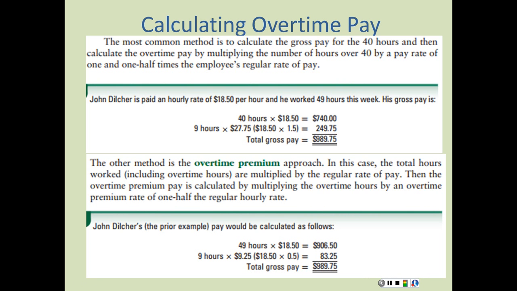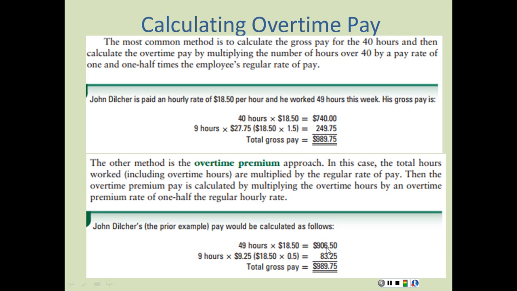Okay, let's look at these two examples, the two methods of calculating overtime with the same set of data here. This employee has an hourly rate of $18.50 per hour. He worked overtime, over 40 hours, 49 hours. So first you get the regular total, which is the $18.50 times 40, and then you compute an overtime pay per hour, $18.50 times 1.5, which equals $27.75. Multiply that times the 9 hours of overtime. Here's the overtime pay. Add them together, total gross pay.